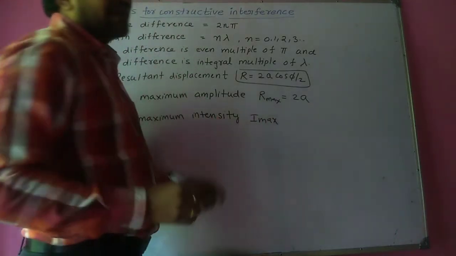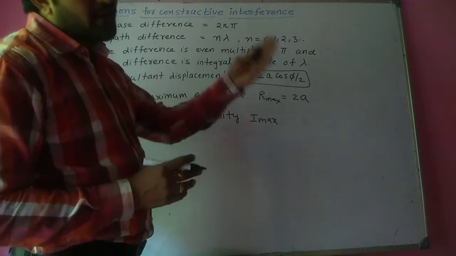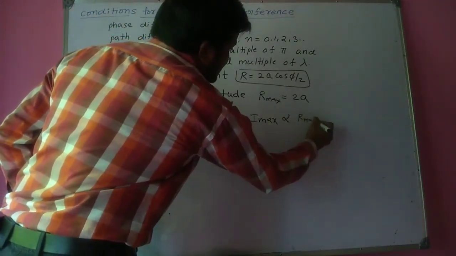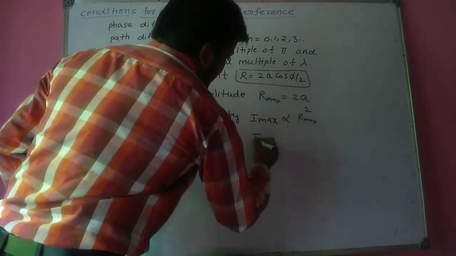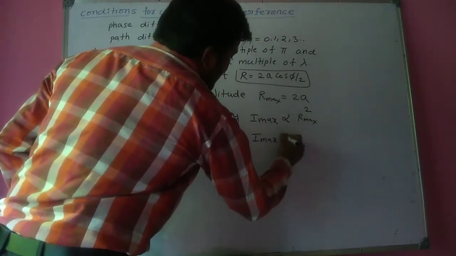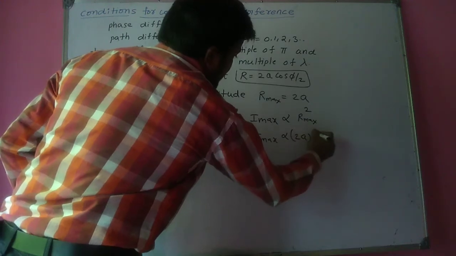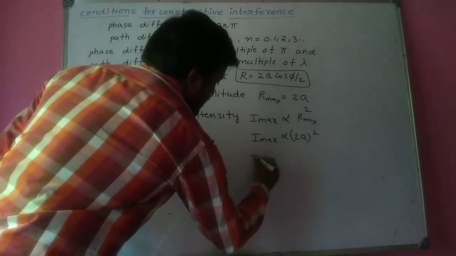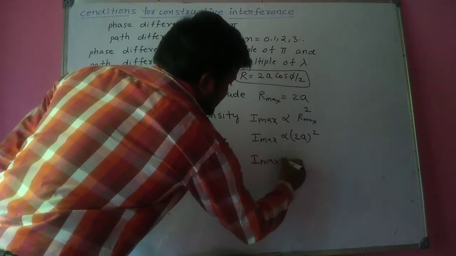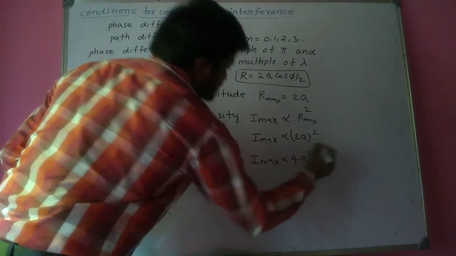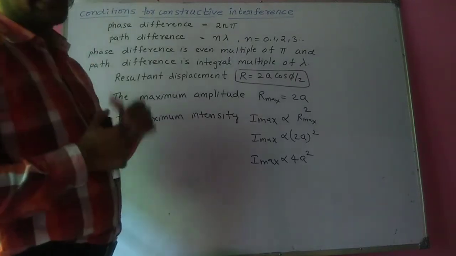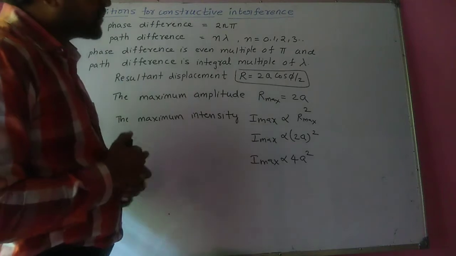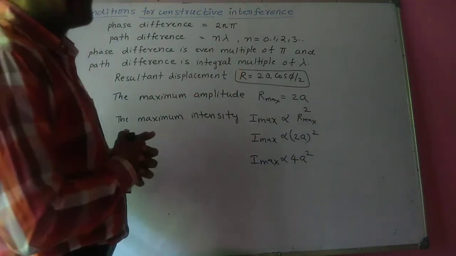Already we know that the intensity is directly proportional to the square of the amplitude. That is, I max is proportional to R max square. That is, I max is directly proportional to 2a square, where 2a is the maximum amplitude. Then I max is directly proportional to 4a square. In case of constructive interference, amplitude becomes maximum, that is 2a, and intensity also becomes maximum, that is 4a square.